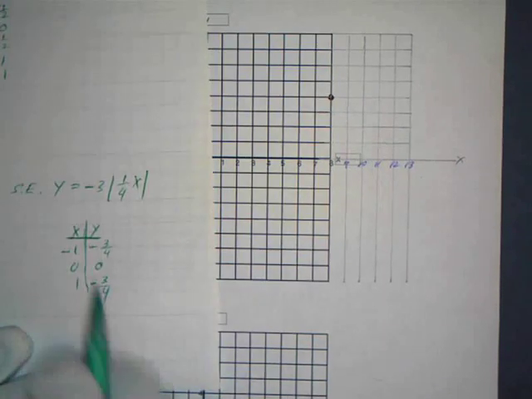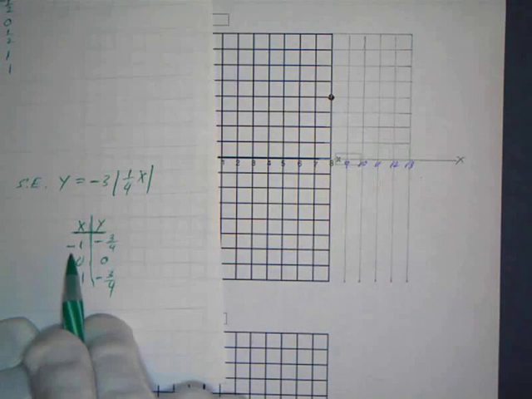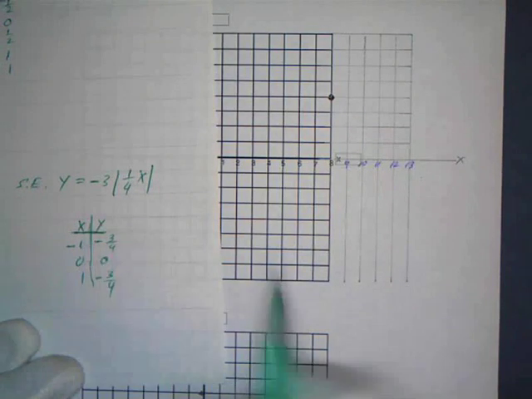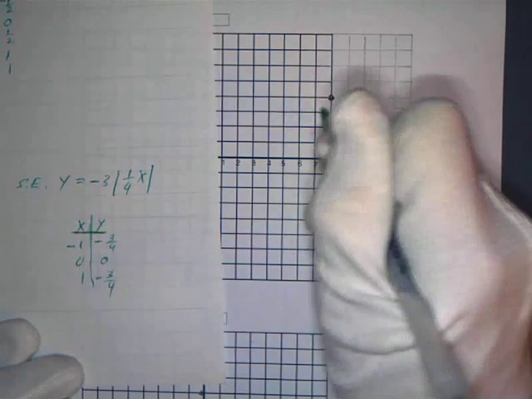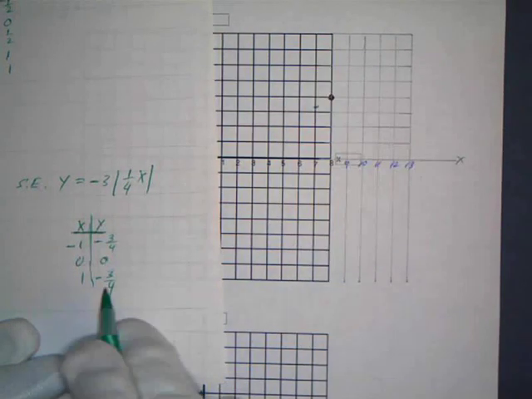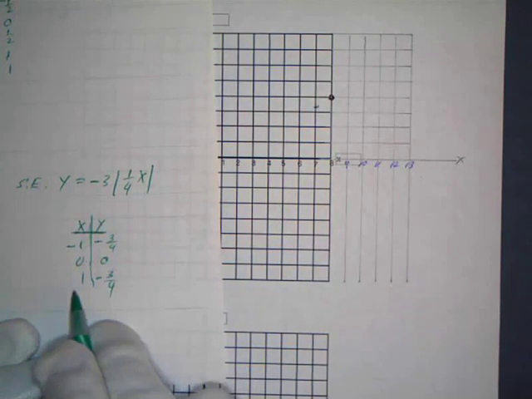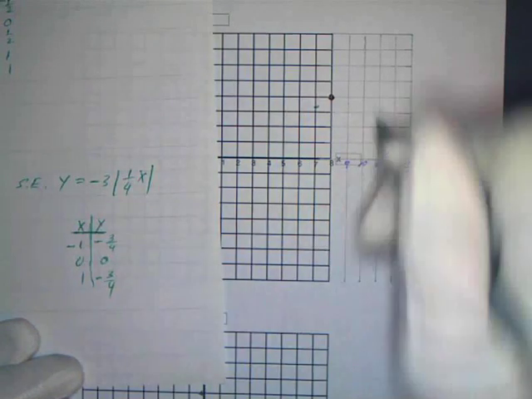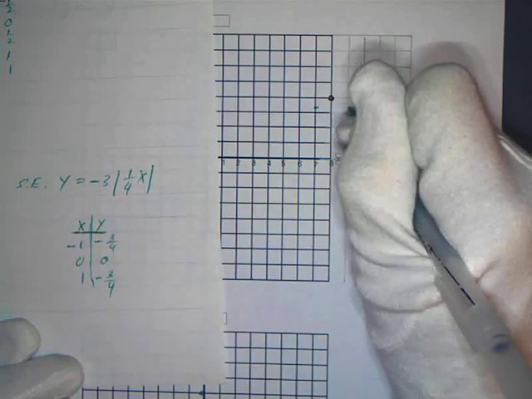And from here I go negative 1, so that's 1 to the left, down 3/4. So negative 1, 1 to the left, and down 3/4, so I have to kind of eye that. And then 0, 0 is my 0, and I go plus 1, so that's to the right 1, and again, negative 3/4 is down 3/4.